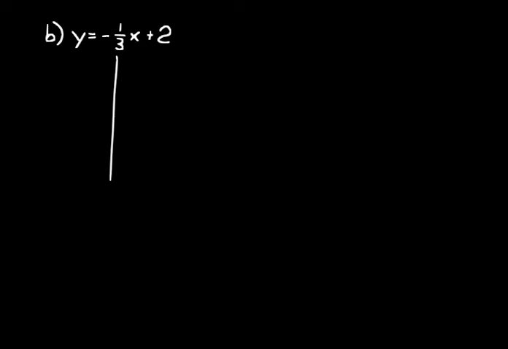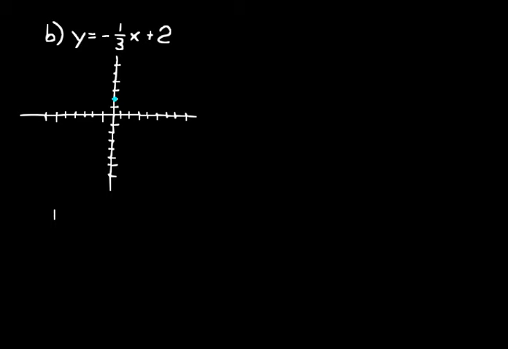And so let's just go ahead and make an xy axis, or Cartesian coordinate system, it's also called that. Okay, now we start at the y-intercept. That would be a positive 2. And so I'll put a dot at positive 2. Our slope is negative 1/3. So let's just think about that.